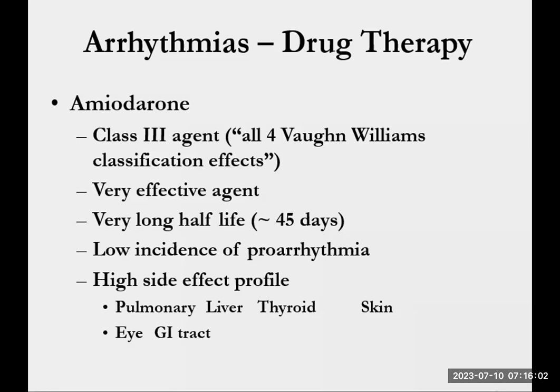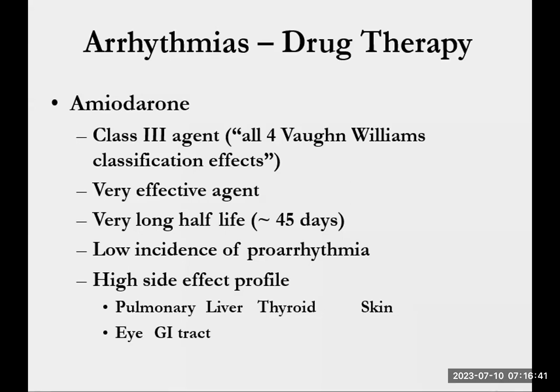This next point is a very important one. It has an extremely long half-life of 45 days, possibly one of the longest half-lives of any agent for any type of medication. And that is the reason why when we start somebody on amiodarone, we typically have to load them for 7 to 14 days or longer. And interestingly, despite being a very, very potent antiarrhythmic agent, it has actually a very good track record of having a low incidence of proarrhythmia.